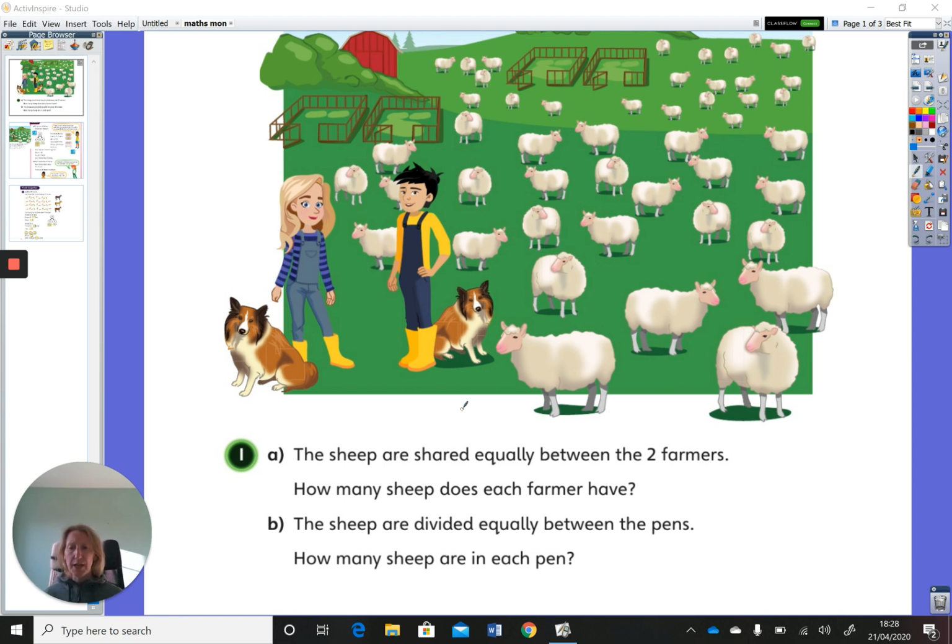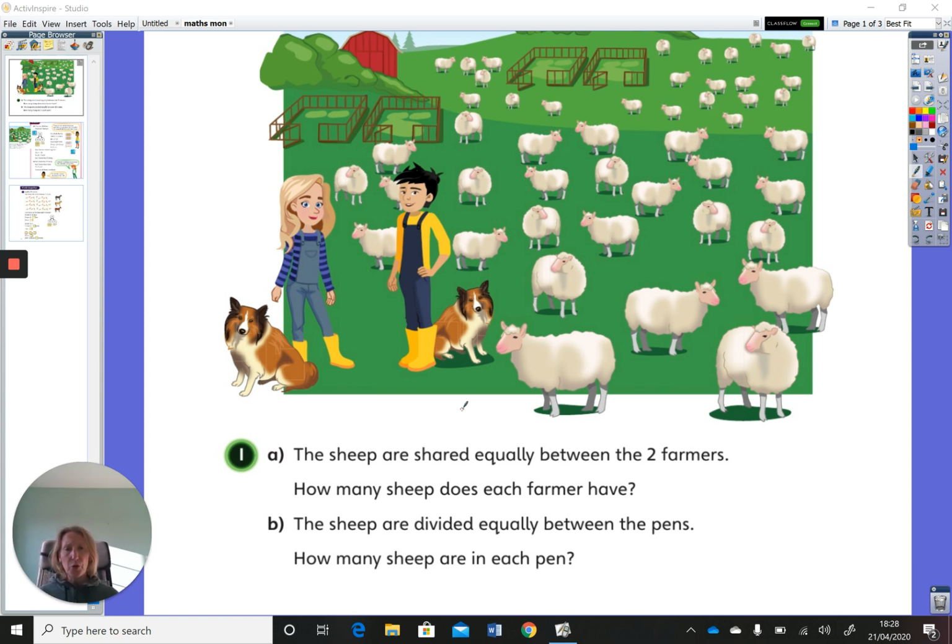So what we're going to do today is we're going to start with a question. And then I'm going to show you how I would answer it, a bit like we do in class. And then I'm going to point you in the direction of some work in your Power Maths books. And we're looking at Power Maths 3B today. We were doing multiplication, if you remember, just before Easter. And this is all to do with the next topic, which is division, sharing. Okay.